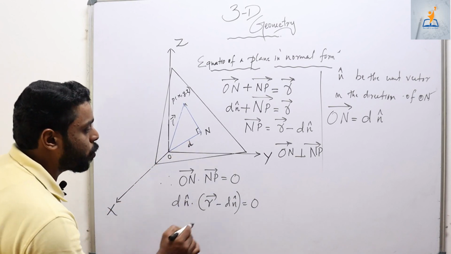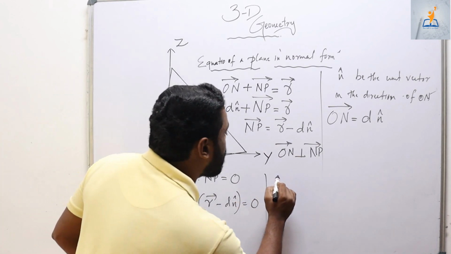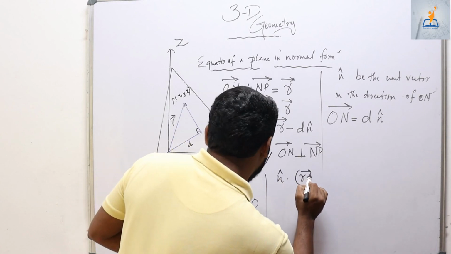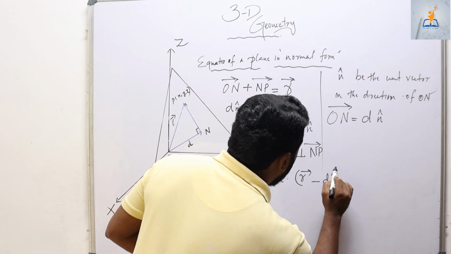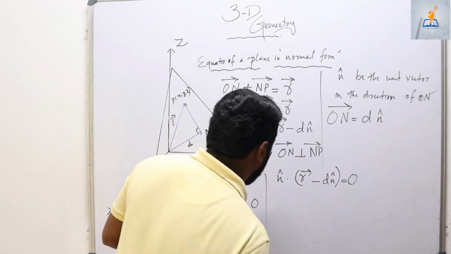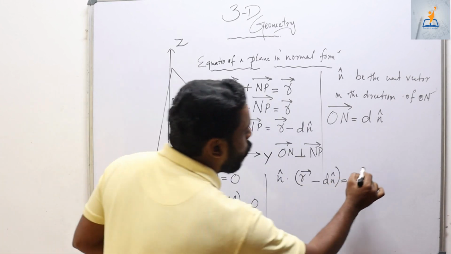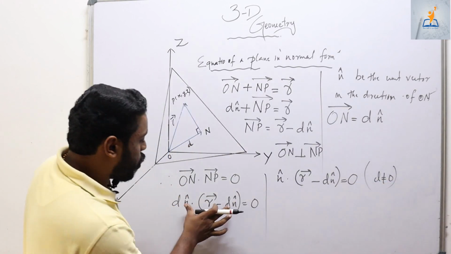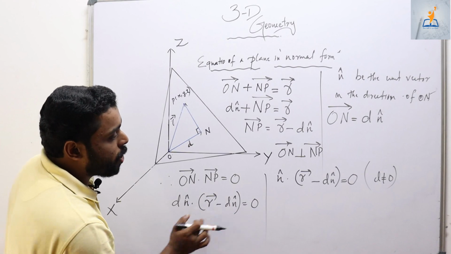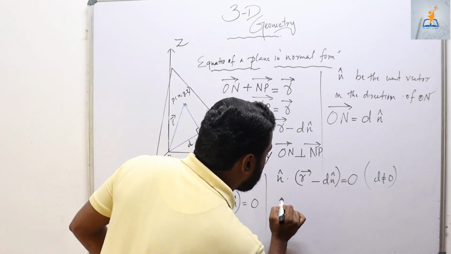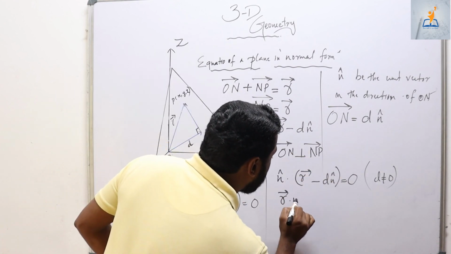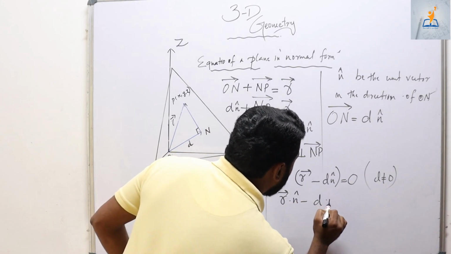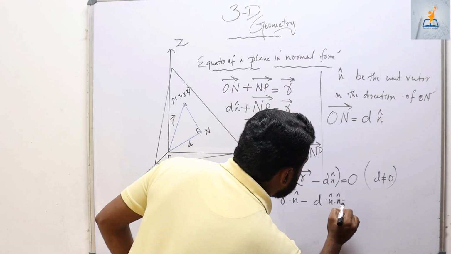So D cannot be equal to 0. Therefore, it will result in N cap dot R minus D N cap is equal to 0. Since D is not equal to 0, the rest of the quantity will be equal to 0. Now we can open the bracket. It will become R dot N cap minus D into N cap dot N cap is equal to 0.